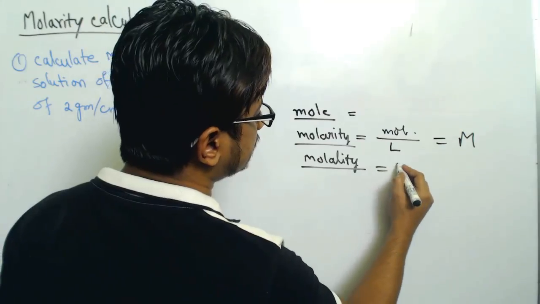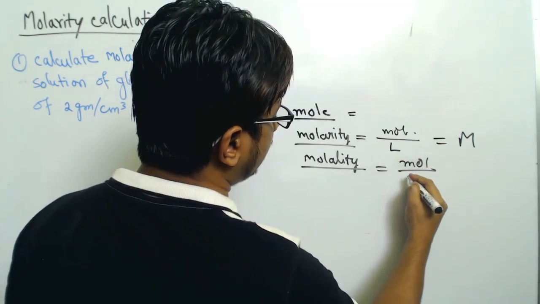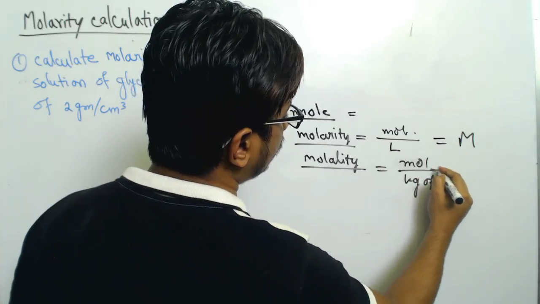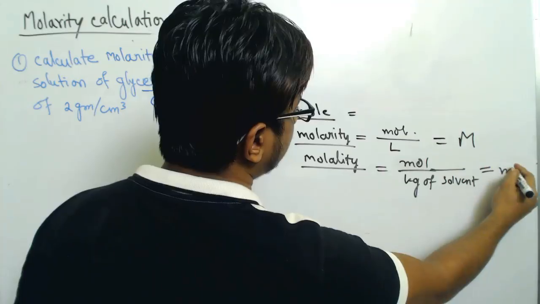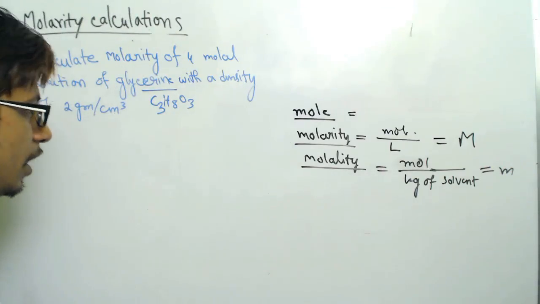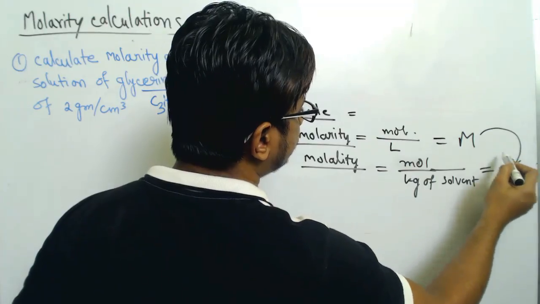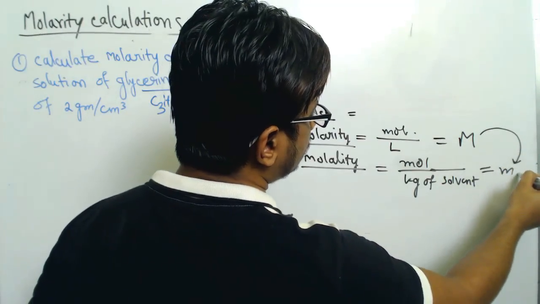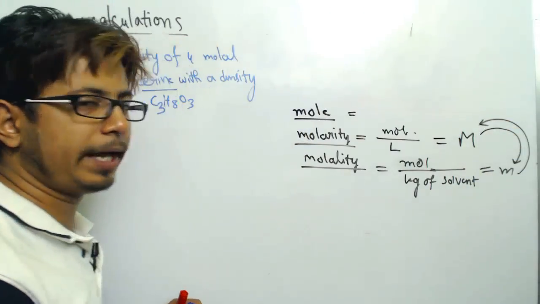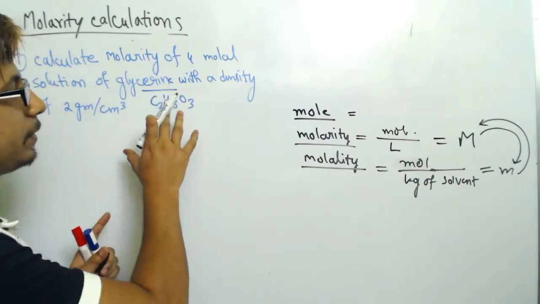While molality is represented as mole, let me write small m, mole divided by the kilogram of solvent, represented as small m. So that's how we'll convert. Going from molarity to molality is from capital M to small m, and the other one from small m towards capital M. So in this first video, this is the first question that we'll solve.